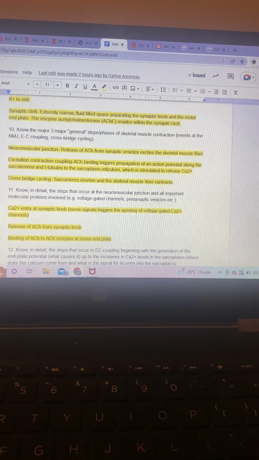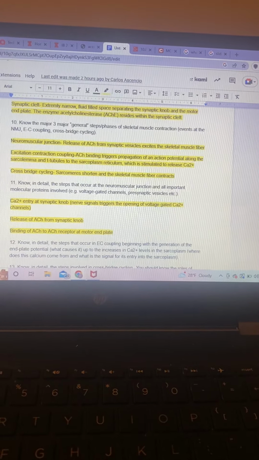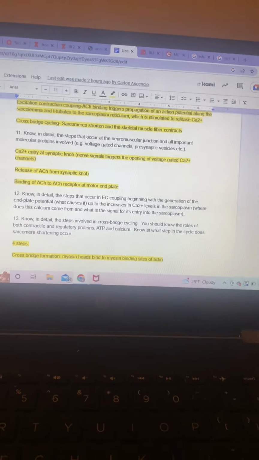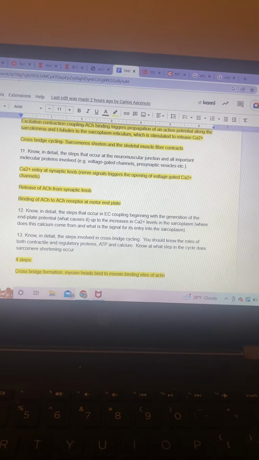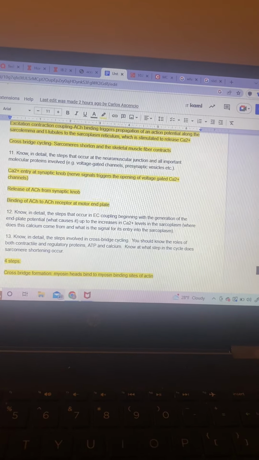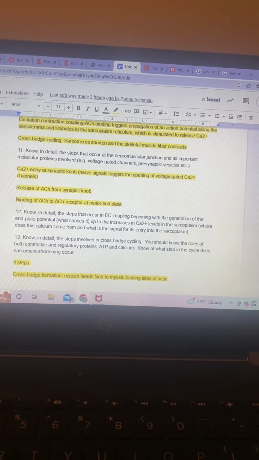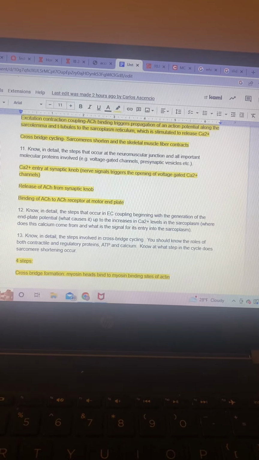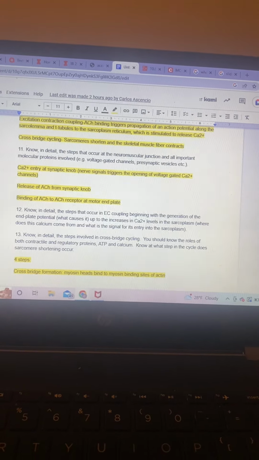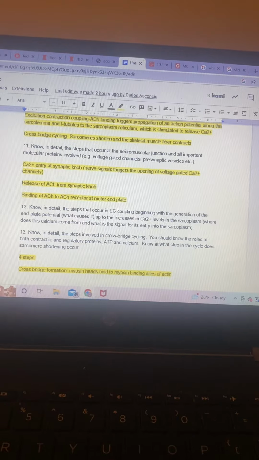Next question. Now, in detail, the steps that occur at the neuromuscular junction, all the important proteins involved. The first step is Ca2+ entry at the synaptic knob, where nerve signals trigger the opening of voltage-gated Ca2+ channels. The second step is release of ACh from the synaptic knob, and the third step is binding of ACh to ACh receptors at the motor end plate.